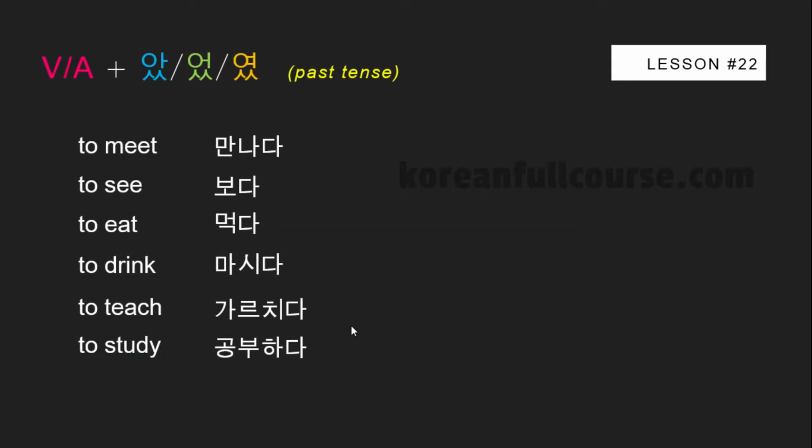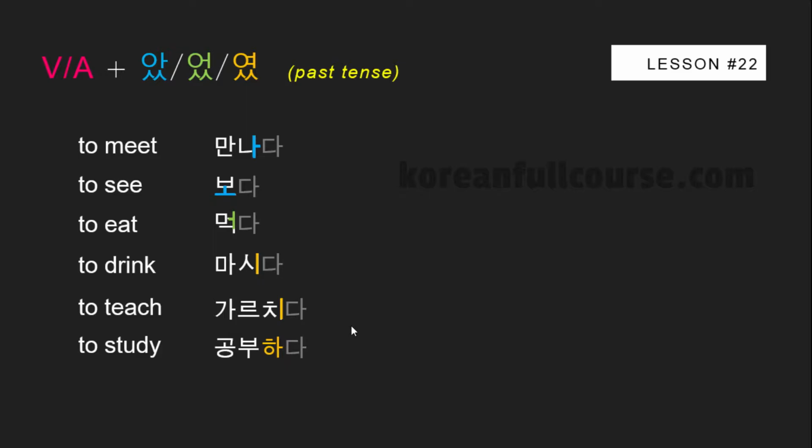Look at these verbs. Try to find the last vowel in each verb stem. In the verb 만나다, the last vowel in a stem is a. In the verb 보다 it is o. 먹다 is o. 마시다 is i. 가르치다 is also i. And 공부하다 is also a.